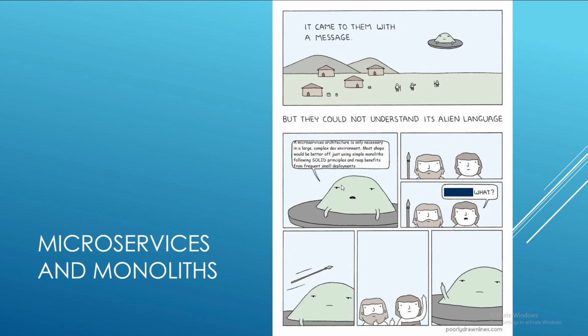Now, as I said before, Kubernetes is not magic, it is not easy, and it is not right for everyone. So in some cases, folks take the microservice concept, which became a buzzword, and they take it too far. In some cases, it really doesn't make sense. As you can see here in this little comic book, it says they came to them with a message, but they could not understand its language. The alien there says, a microservices architecture is only necessary in large, complex dev environments. Most shops would be better off just using a simple monolith, following solid principles, and reaping benefits from frequent small deployments.